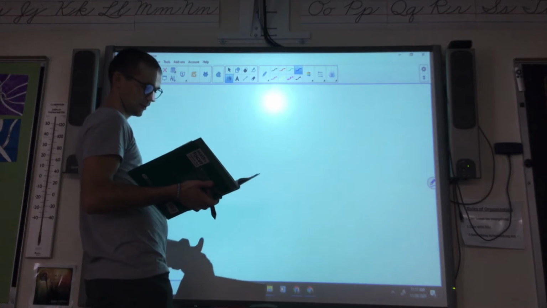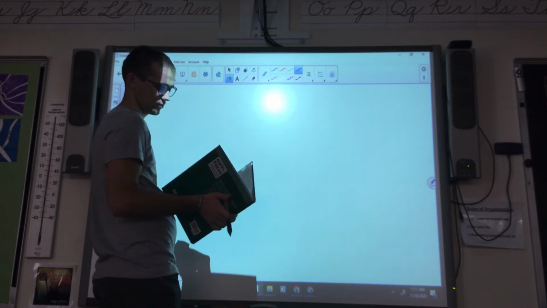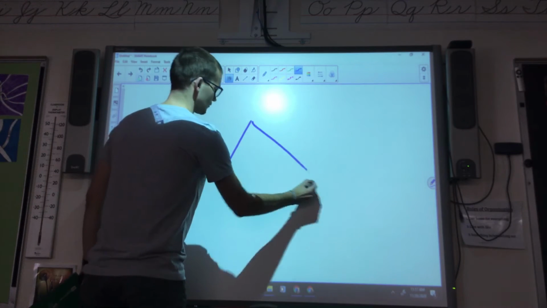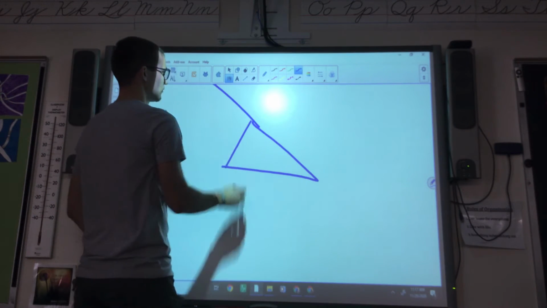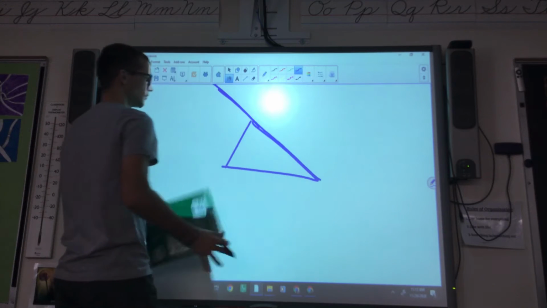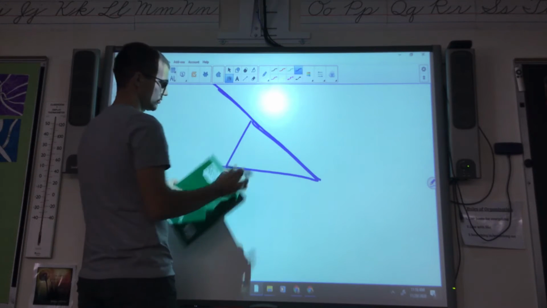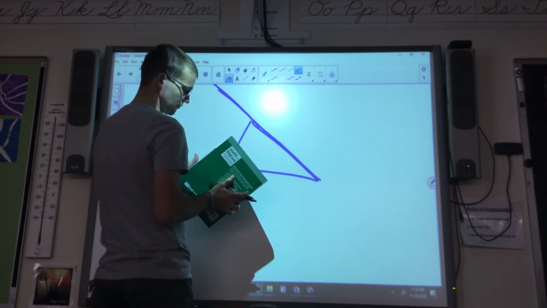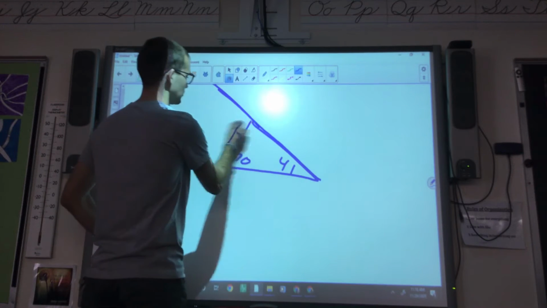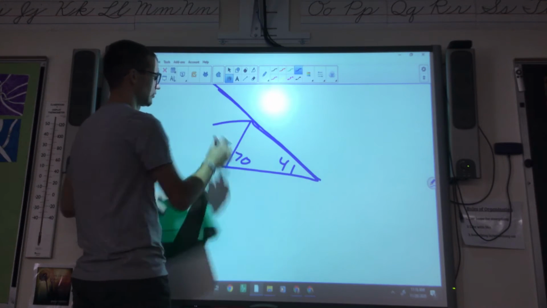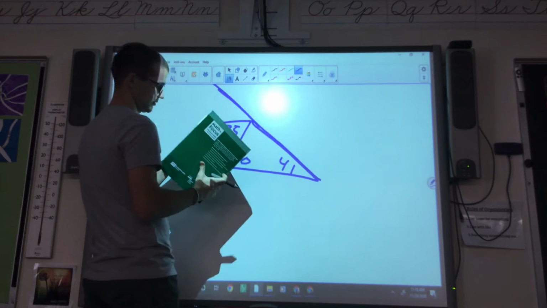All right, number 4 on the next page. We're going to say this is a straight line. Same thing. 70, 41. It's a little different, but pretty similar. 35, and this is x degrees.